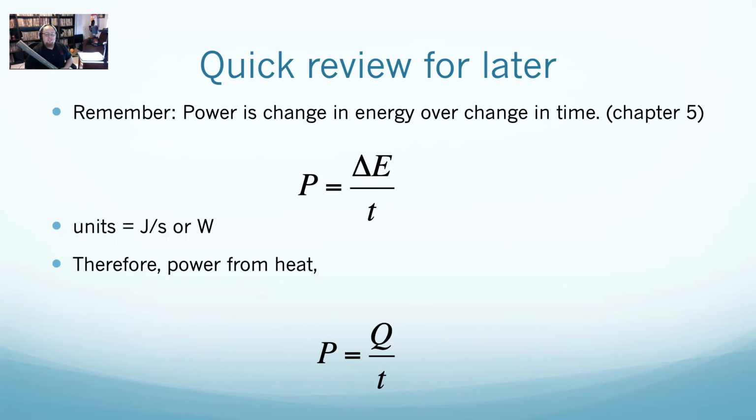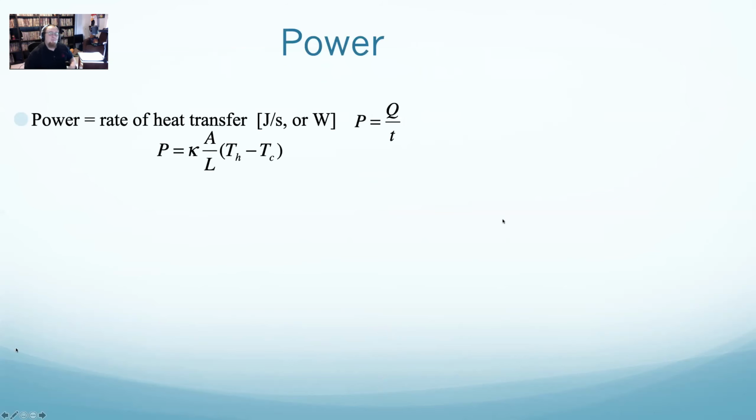Now, in chapter 5, we said power is change in energy over time. But we know from this chapter, heat is change in thermal energy. And if heat is change in thermal energy, that means power is heat over time, or at least the power due to thermal energy is heat over time. And since we just said Q is kappa A over L times T hot minus T cold times time, that means the power by conduction is just take that equation, divide by time. And therefore the power of the heat loss or gain is kappa A over L times T hot minus T cold.